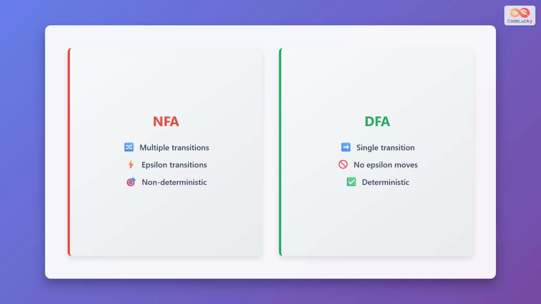An NFA allows for multiple transitions from a single state for a given input, indicated by the multiple transition symbol, and it can have epsilon transitions, represented by the lightning symbol, meaning it can change states without consuming any input. This makes the NFA non-deterministic, marked by the target symbol. On the other hand, a DFA has only a single transition for each state and input symbol, shown by the right arrow symbol. It does not allow epsilon transitions, indicated by the no symbol, making it deterministic, marked by the check mark symbol.